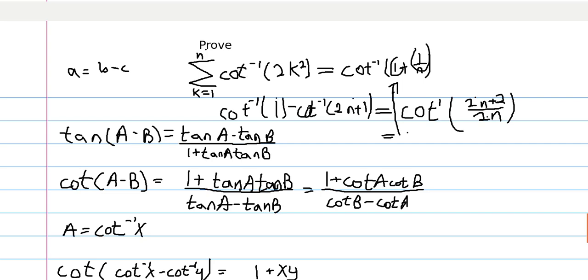So again, like I said in the intro, trig sums always telescope.